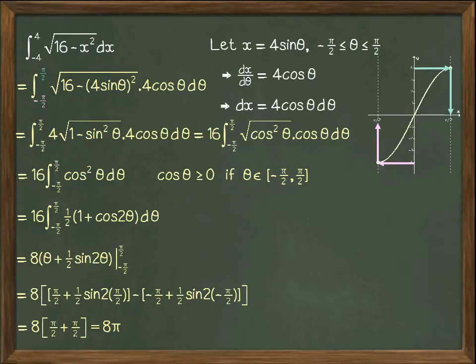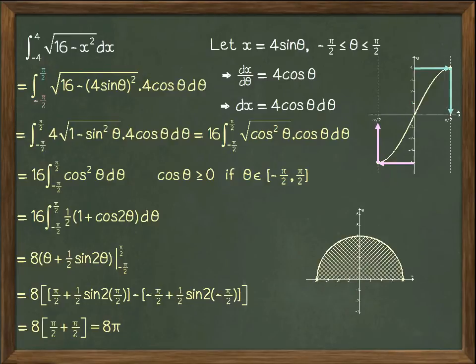Now it's easy to confirm this answer. If I look at the square root of 16 minus x squared, that is a semicircle with radius 4. And evaluating the integral between minus 4 and 4 means I need to calculate the area of the semicircle. Using geometric formulas, the area is a half of pi r squared, which is a half of pi times 4 squared, which is half of 16 pi, which is 8 pi.